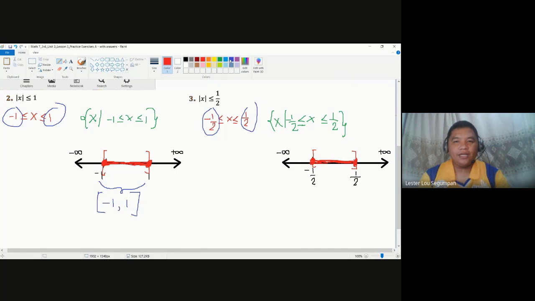For our interval notation, the leftmost value is -1/2. The rightmost value is 1/2, positive 1/2. Separate them by a comma and enclose them in a notation, either brackets or parentheses. Look at the graph. We have used brackets, so we shall also use here brackets, indicating that both endpoints -1/2 and 1/2 are part of the solutions.